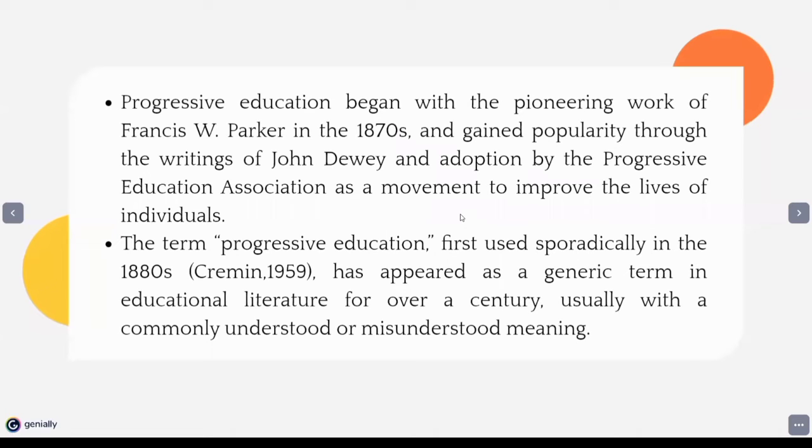Progressive education began with the pioneering work of Francis W. Parker in the 1870s and gained popularity through the writings of John Dewey and adoption by the Progressive Education Association as a movement to improve the lives of individuals. The term progressive education was first used sporadically in the 1880s. It has appeared as a generic term in educational literature for over a century, usually with a commonly understood or misunderstood meaning. Progressive education is also based in pragmatism.